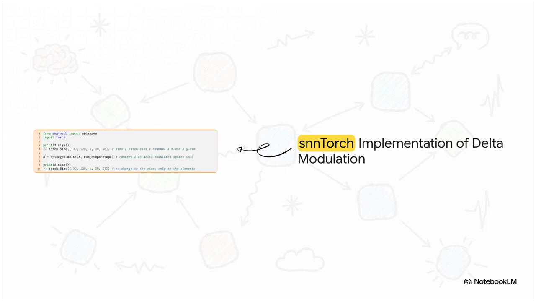Imagine a live video feed. Delta modulation literally zeroes out the static backgrounds entirely. If pixels aren't changing, the calculated matrix difference is 0, so no spikes happen. You are exclusively assigning computational power to the exact pixels that change. It is a massive resource saver.